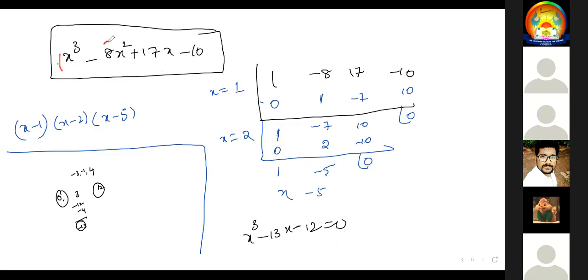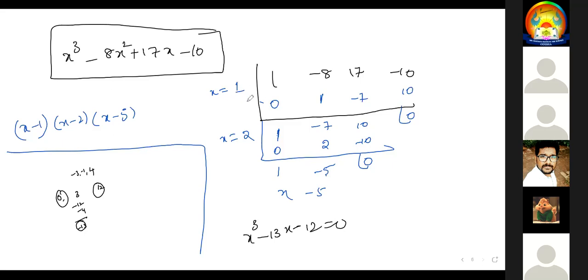1, minus 8, 17, minus 10. This method is called Horner's method, or the synthetic division method. It helps us to solve or to factorize the given polynomial. Not only power 3, but power 4, power 5, power 6, you can easily do it.